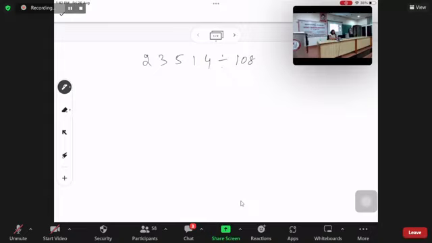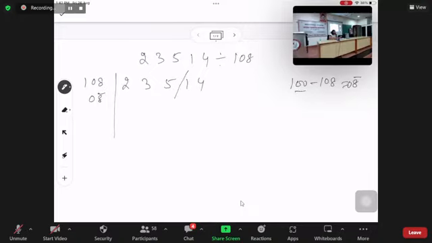Okay. Base is again 100 minus 108. So 8 bar. But 8 bar, we write 0 bar 8 bar or 08 bar. This is 08 bar. 23514 divided by 108, which is 08 bar. We have 2 zeros, so we put a slash before 2. First number as it is. 2 into 0 is 0. 2 into 8 bar is 16 bar.